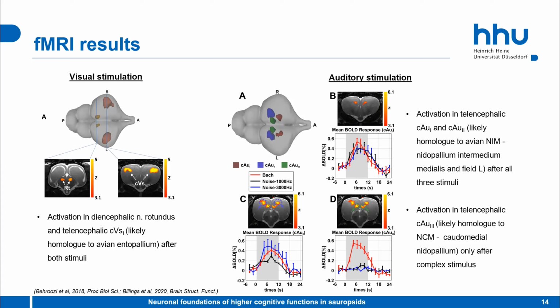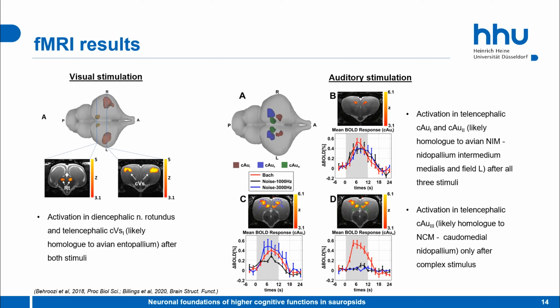The third area was very interesting because it was only activated in response to the complex stimulus, the Bach music. And this is interesting because it is known from avian species that these complex sounds only activate higher auditory areas, namely the nidopallium caudomediale. And we think that this area we found here is likely, again, the homologue to the nidopallium caudomediale. But beside that, it's also interesting in another view because it shows that apparently reptilian, or at least crocodilian, species process auditory information in a comparable hierarchical process. And with this, I mean, the more complex a stimulus gets, in this case an auditory stimulus, the more and more areas are recruited. And we find the same in avian species and also in mammalian species.